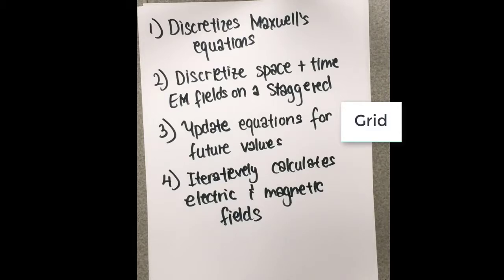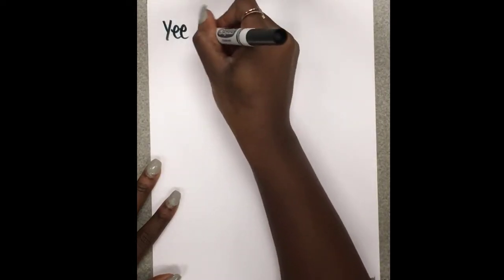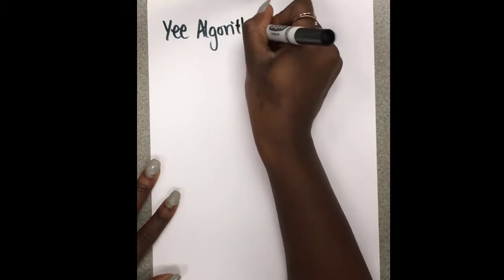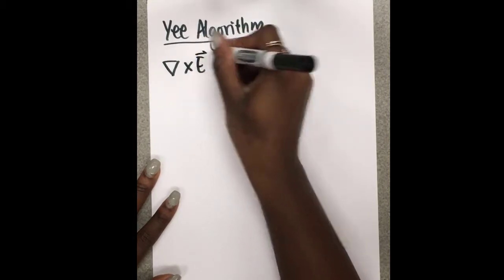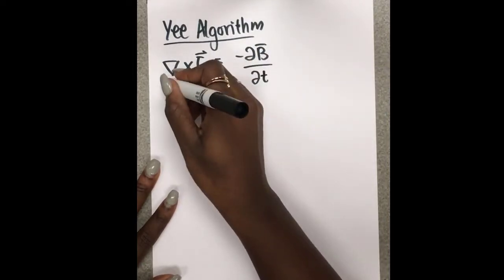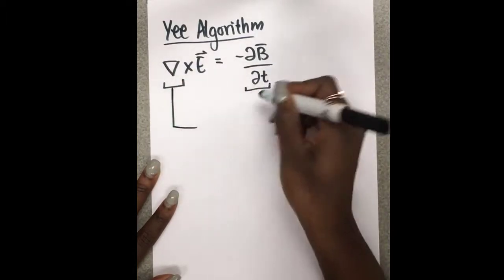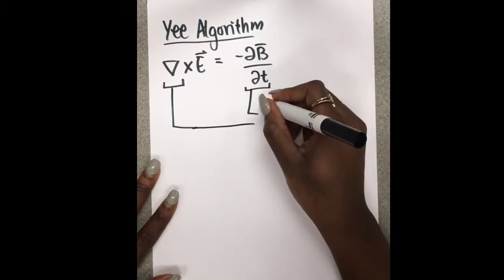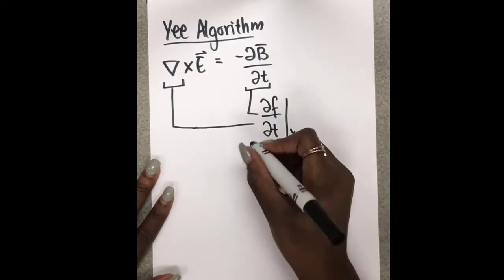All right, so let's just talk a little more about the Yee algorithm, just to show you exactly how it discretizes Maxwell's equations. So, the Yee algorithm will take, for example, Maxwell's first equation. It takes your complex spatial derivative and your time derivative and puts them in a form that we can observe. So it takes them and puts them in a form that we can simulate in the future.